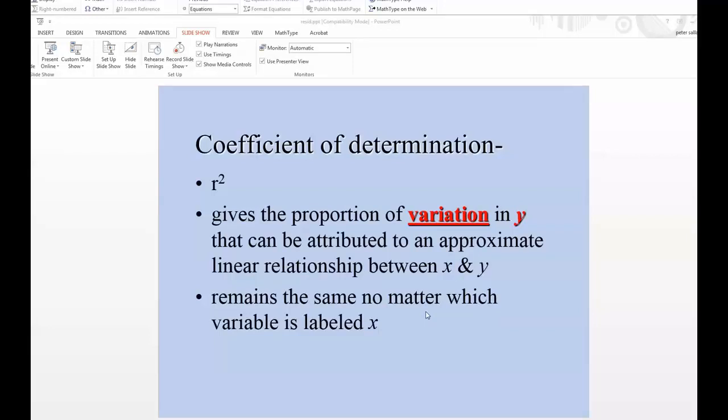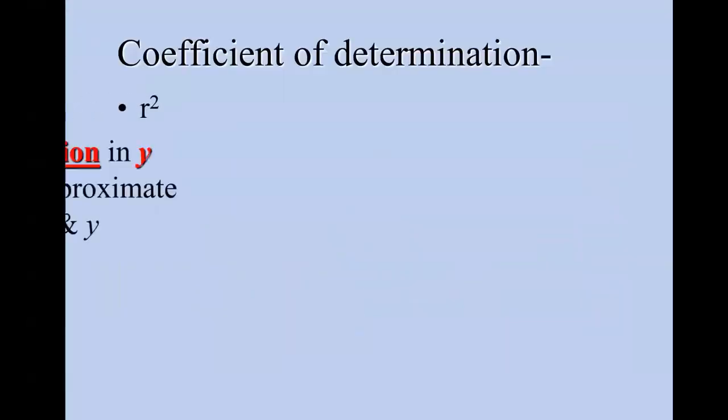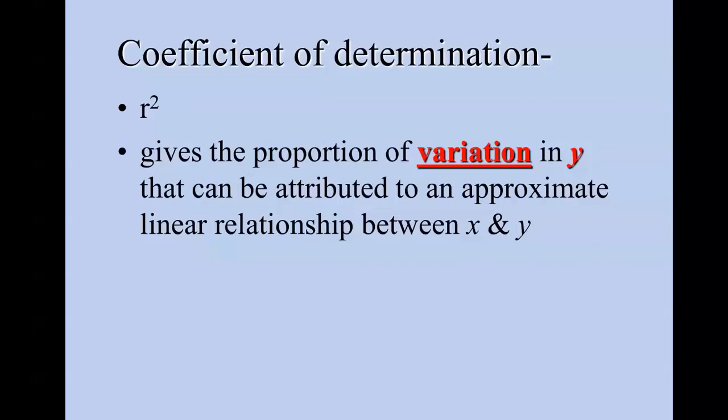All right, so the definition of the coefficient of determination is that it gives the proportion of variation in y that can be attributed to an approximate linear relationship between x and y. Okay, that sounds complicated, and we'll go through an example of this, but the coefficient of determination in this particular statement is trying to say that because we did a linear relationship, x is able to predict y this much better. Okay.